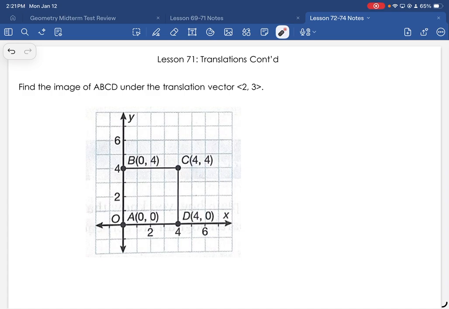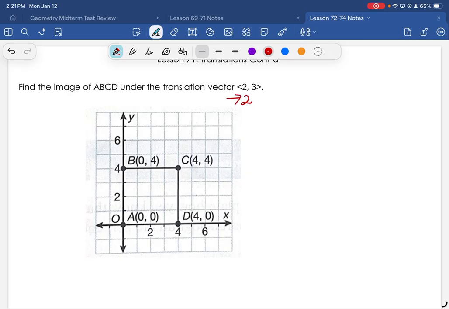Okay, so moving on, flip to the next page. Translations continued. So we have here, find the image of ABCD under the translation. We're sliding again. Vector 2, 3. This is no different than what we just talked about, where we're going to the right 2 and up 3. They're just called vectors. Vectors are related to translations, how something has been moved or translated or slid.